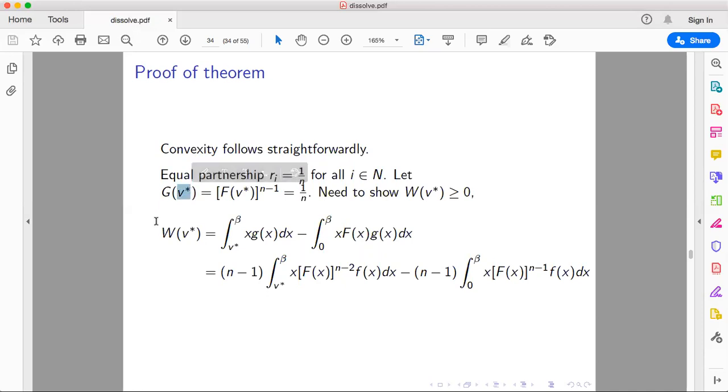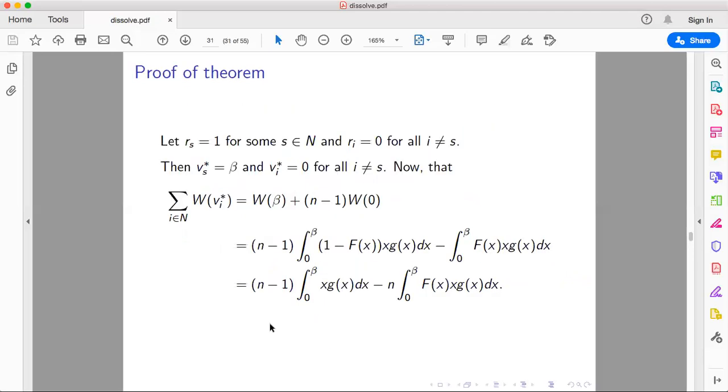Okay, so remember the condition was the sum of W of V star i is greater than or equal to 0. Well, if everybody has the same V star i, that condition is equivalent to showing that W of V star is greater than or equal to 0, because everybody has the same V star. So we need to show that W of V star is greater than or equal to 0. And basically that follows, you just write down the expression for W like this.